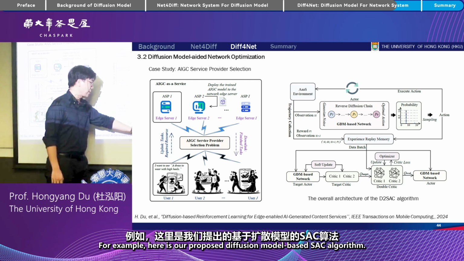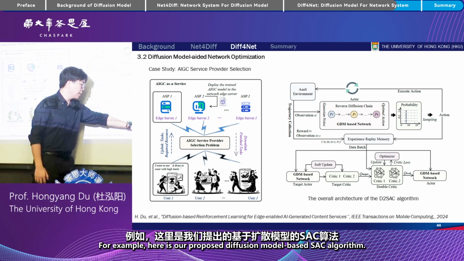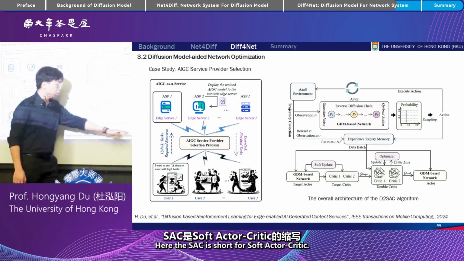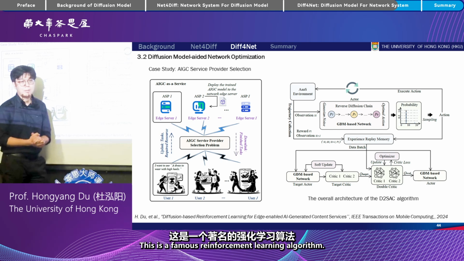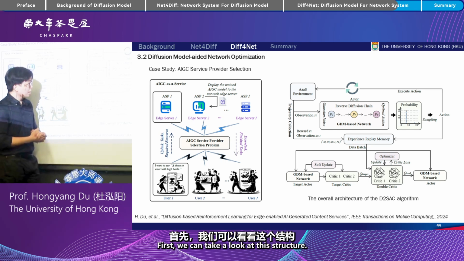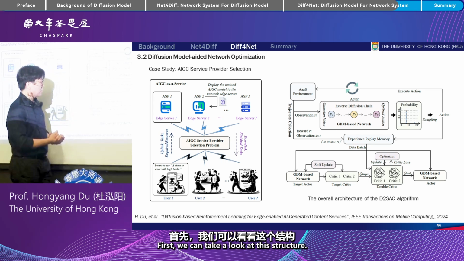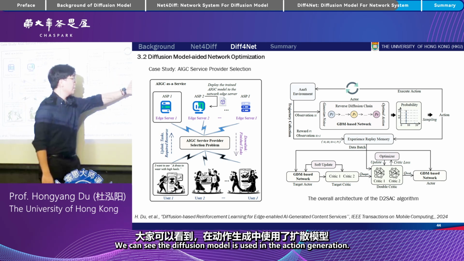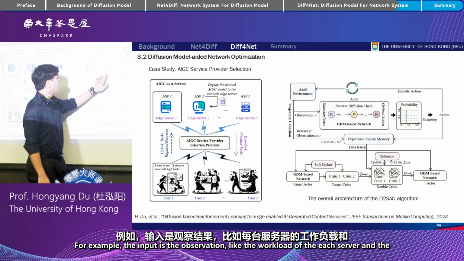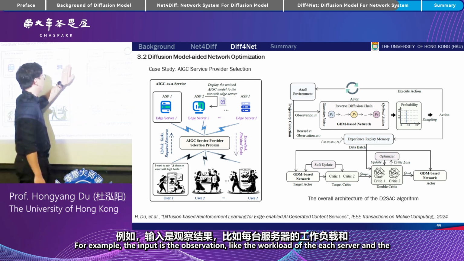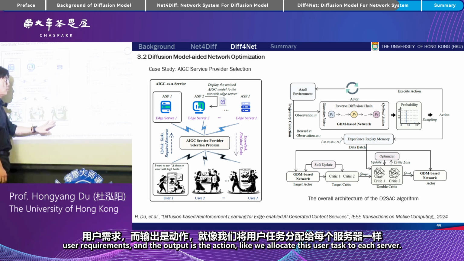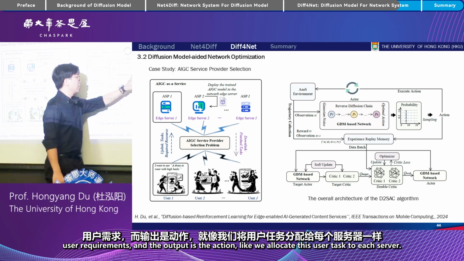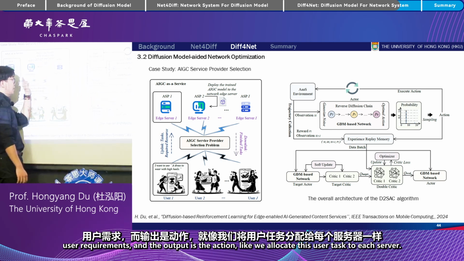For example, here is our proposed diffusion model-based SAC algorithm. Here the SAC is short for Soft Actor Critic. This is a famous reinforcement learning algorithm. First, we can take a look at this structure. We can see the diffusion model is used in the action generation. For example, the input is the observation, like the workload of the edge servers and the user requirements, and the output is the action, like which edge server we allocate this user task to.